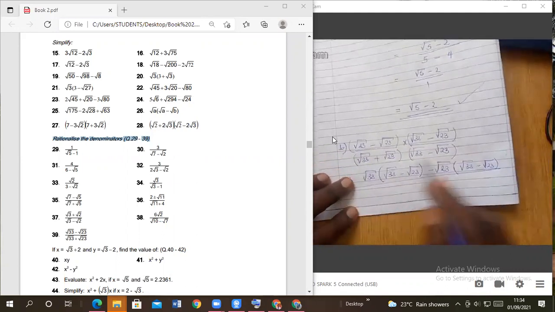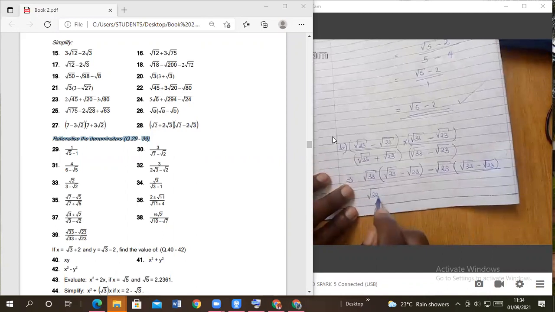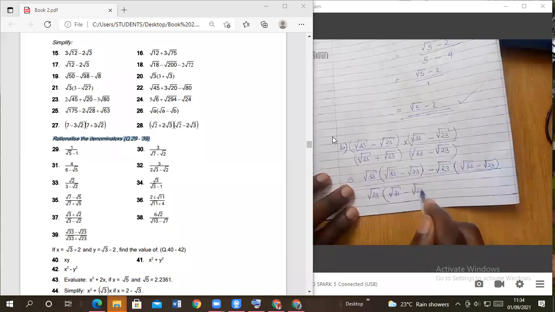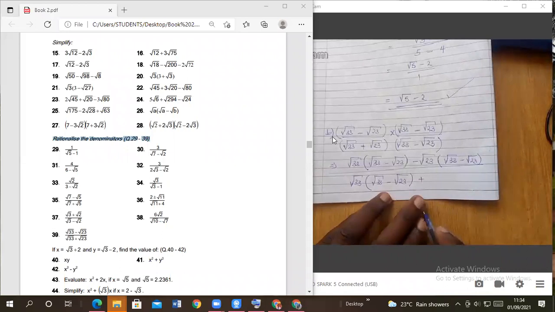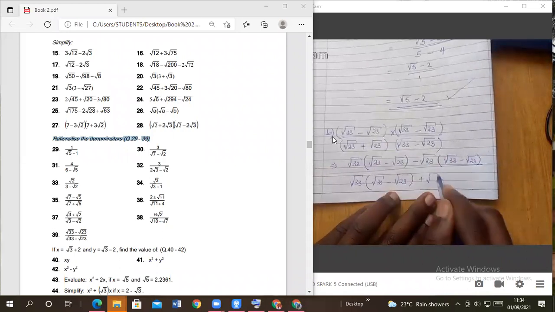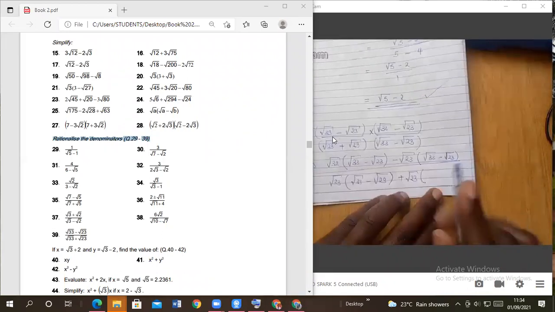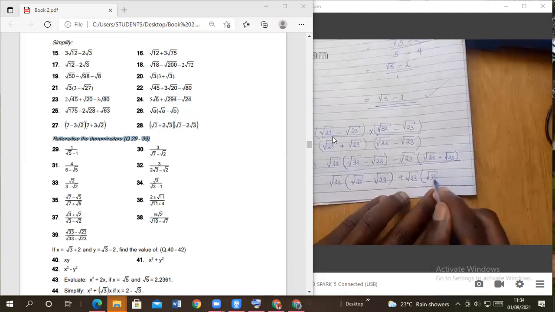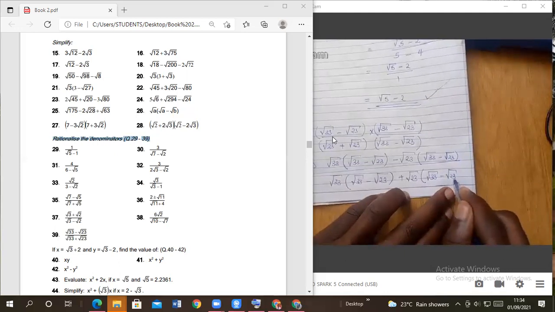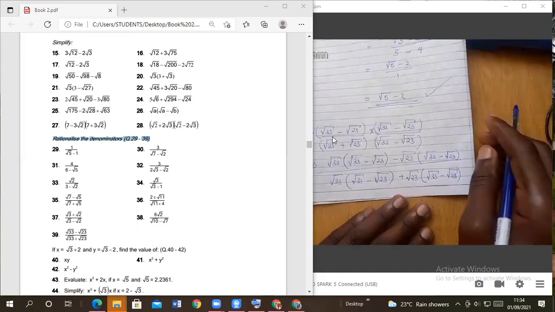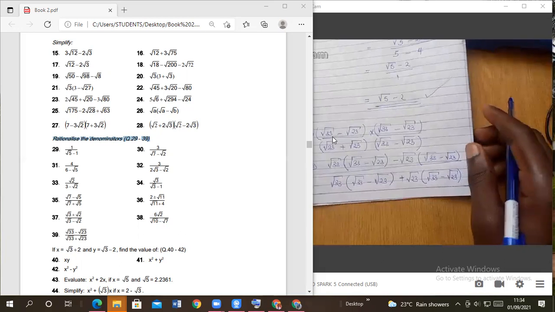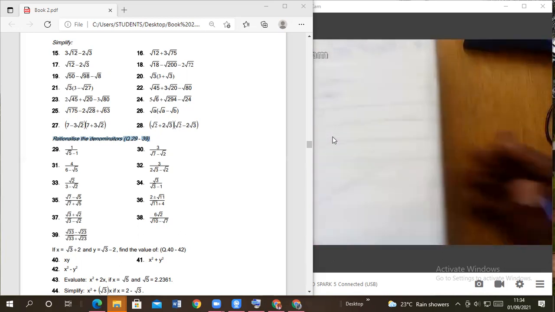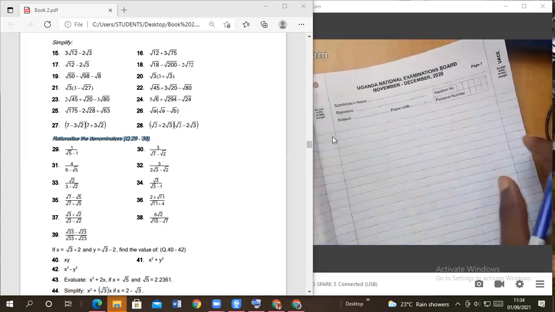Now, when we come to the denominator, we shall have root of 33 into root of 33 minus root of 23, not so? Plus root of 23 into root of 33 minus root of 23. The next step is removing the brackets.